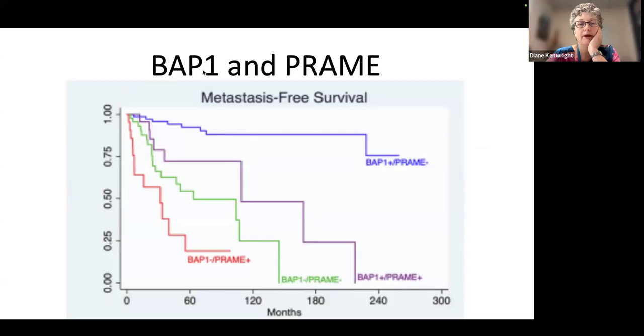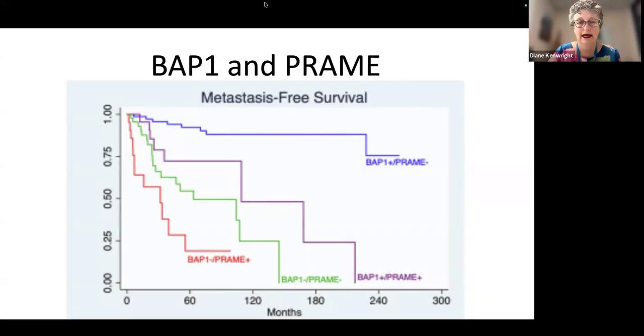Let's look at BAP1 and PRAME. BAP1, BRCA-associated protein, gives rise to genetic instability, and this is PRAME. PRAME is preferentially expressed antigen in melanoma. PRAME doesn't particularly relate to a gene, but it has been shown that in uveal melanomas, if PRAME is present, it is bad.